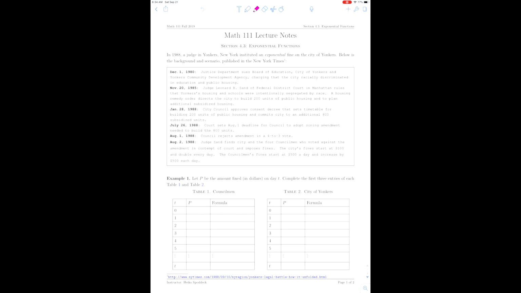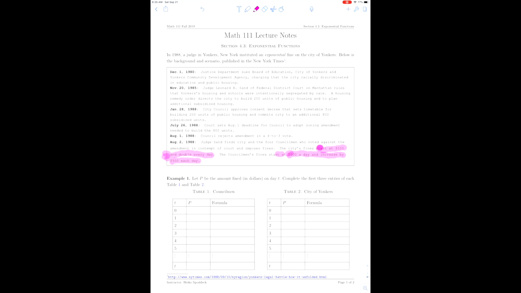We will focus right away at the very end, where the city of Yonkers basically was charged and found guilty of racially discriminating in education and public housing, and was fined the following way. So the city's fine started at $100 and it would double every day. Now, the councilmen were charged separately, and their fine started at $500 and increased by $500 each day.